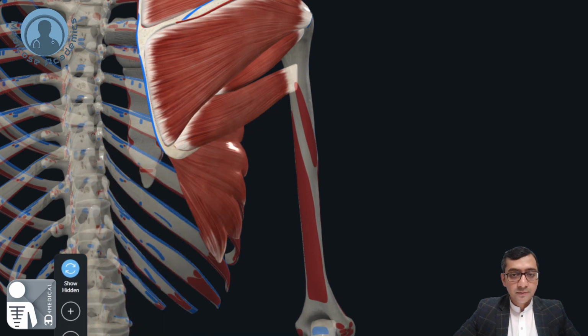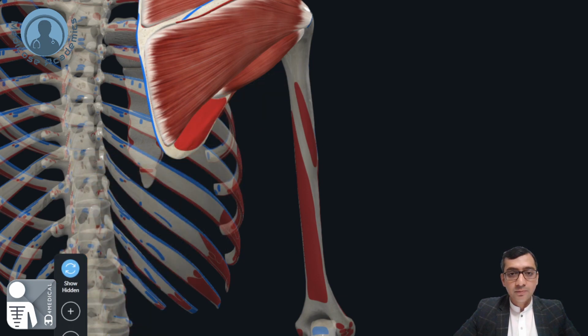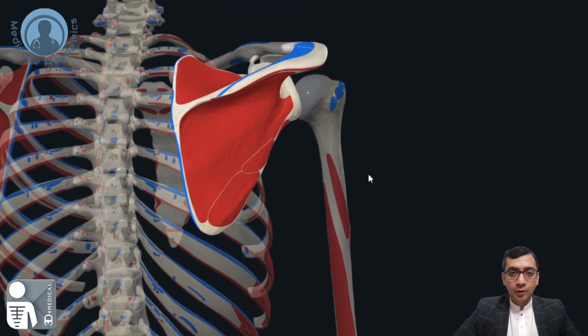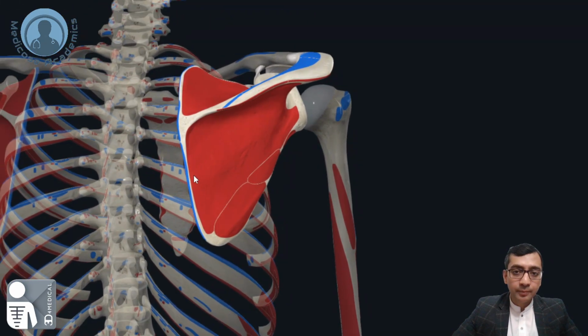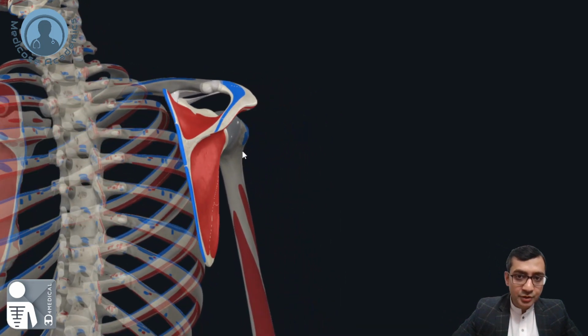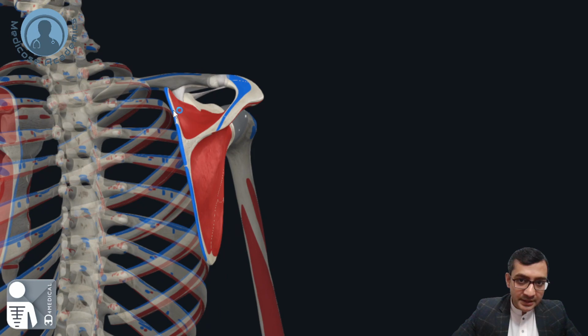Let me remove this muscle and the other muscles for that matter too. Okay. Now that brings us to the medial margin of the posterior surface. From the medial margin, you can see it is giving attachment to three muscles. One from the superior angle all the way down to the base of the spine.